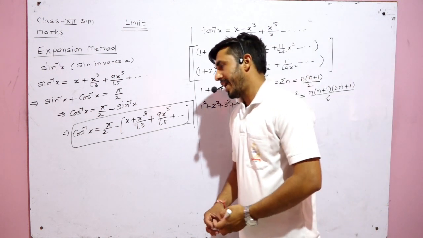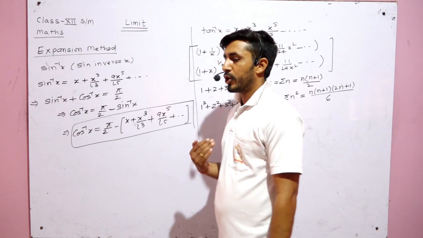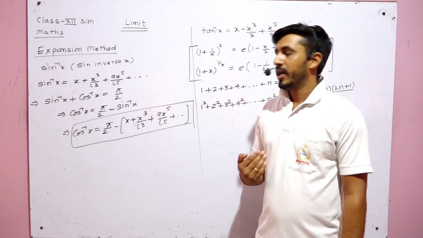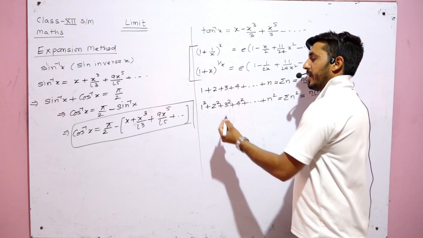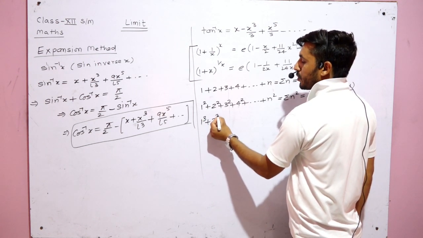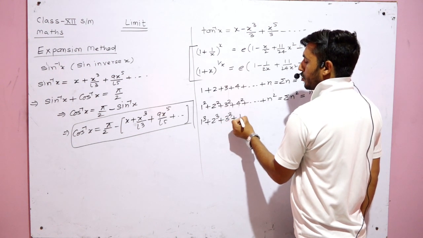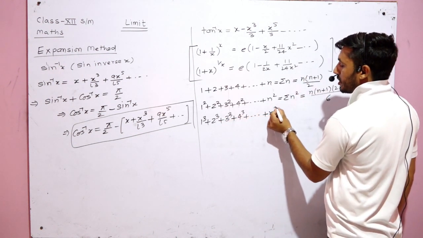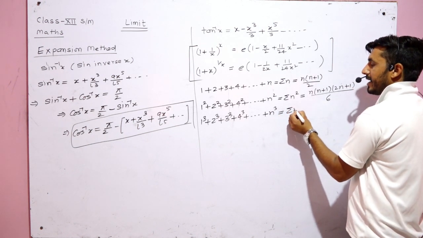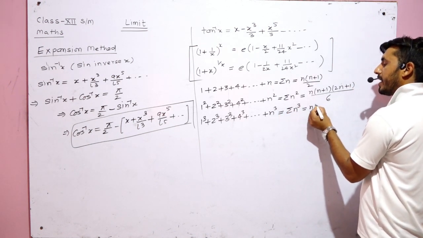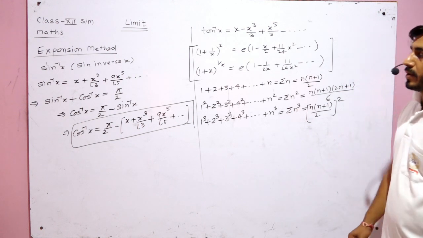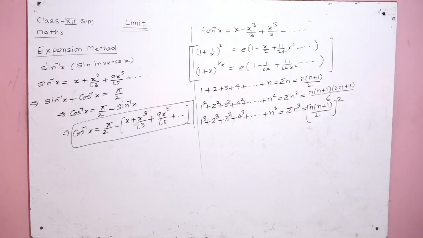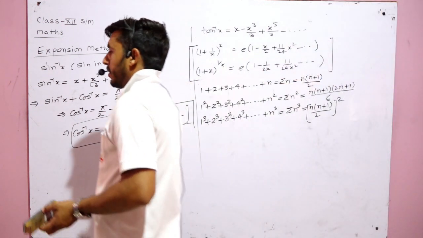Again, for the addition of cubes of the first n natural numbers, 1 cube plus 2 cube plus 3 cube plus 4 cube plus and so on plus n cube, it will be written as sigma n cube. The value will be obtained as n into n plus 1 by 2, whole square. Okay, write it down.